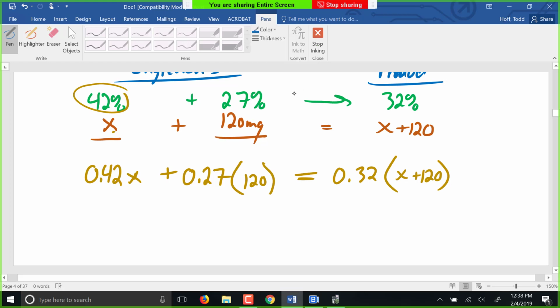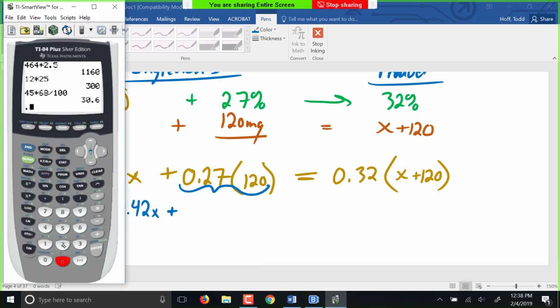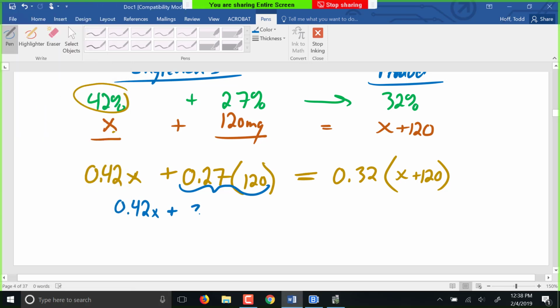And now we go back to solving an equation. Remember our steps for solving an equation. The first step is combine what you can on either side. Well, on the left side here, nothing to do with the 0.42x, but we can multiply 0.27 times 120. 0.27 times 120 is 32.4. That's all we can combine on the left side.